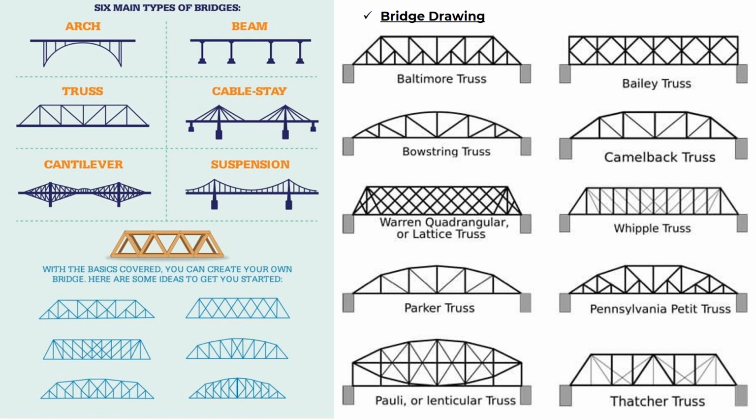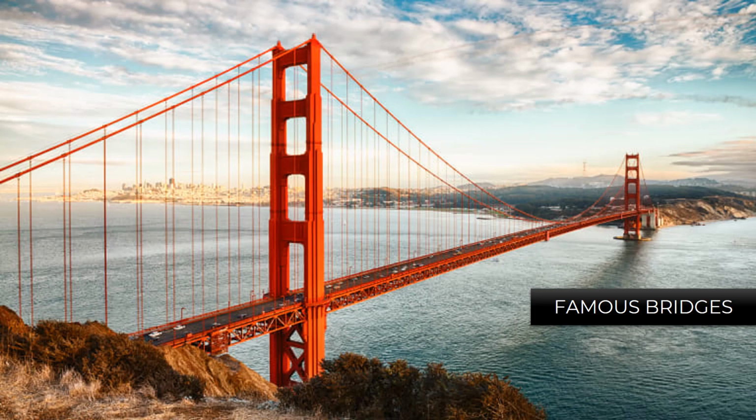You have your Baltimore, the Bailey, the bowstring, the camelback, the Warren quadrangular or lattice. You have the Whipple, the Parker, the Pennsylvania petty truss, the Poli or lenticular truss, and the Thatcher truss. Here are some examples of famous bridges in the world.